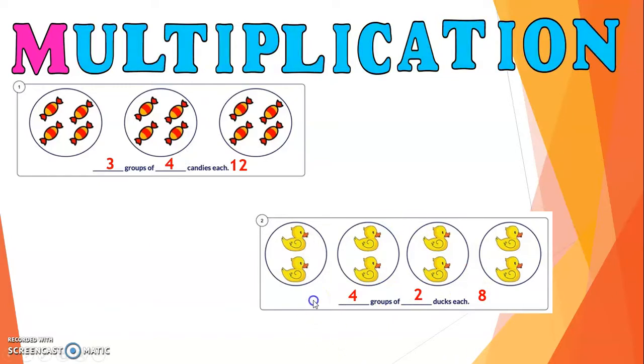Let's check. 1, 2, 3, 4 groups. And each group has 1 and 2 ducks. Therefore, the total is 8 ducks. 1, 2, 3, 4, 5, 6, 7, 8. 8 ducks. That's what you call multiplication. Next.